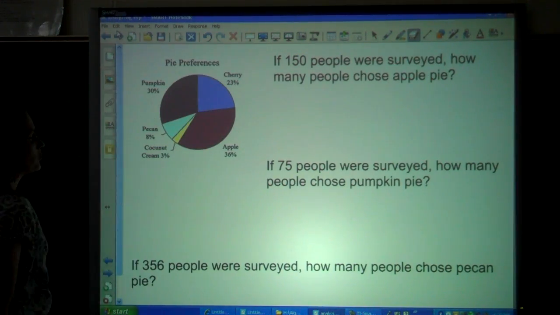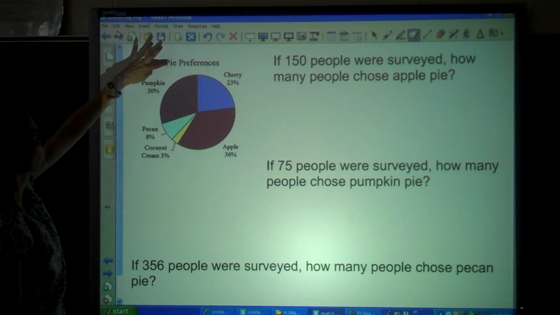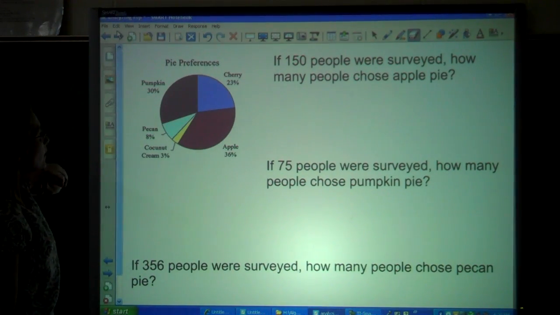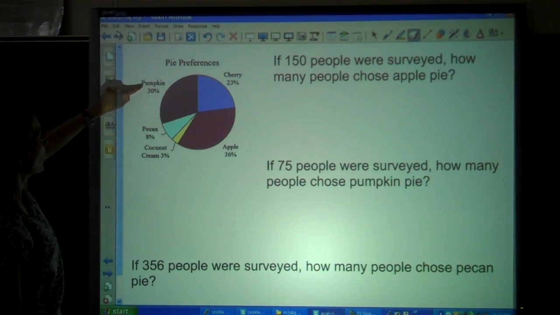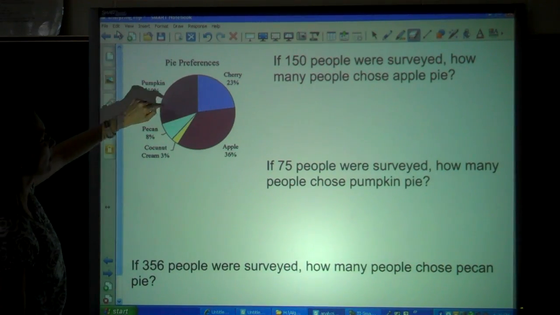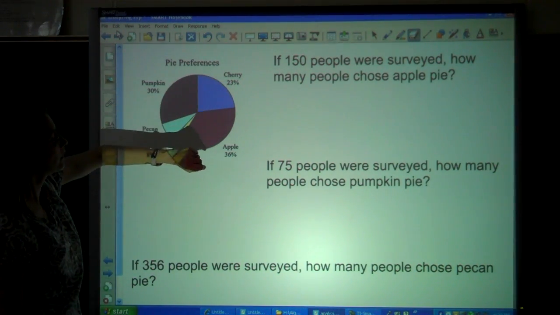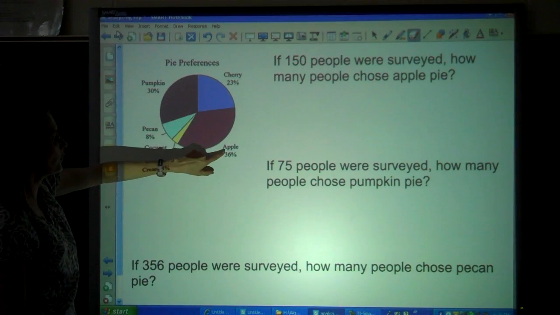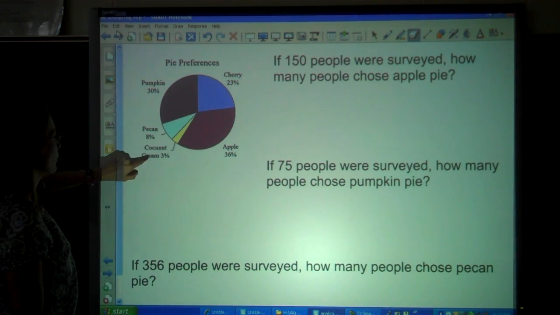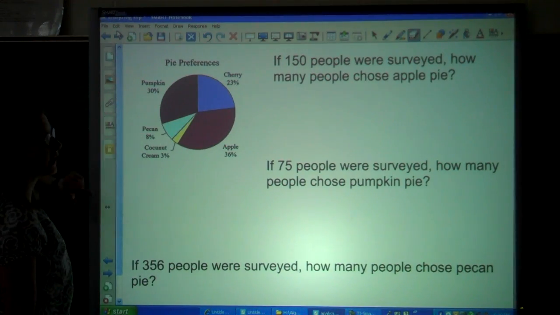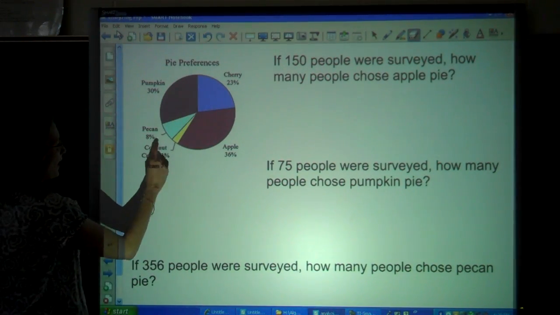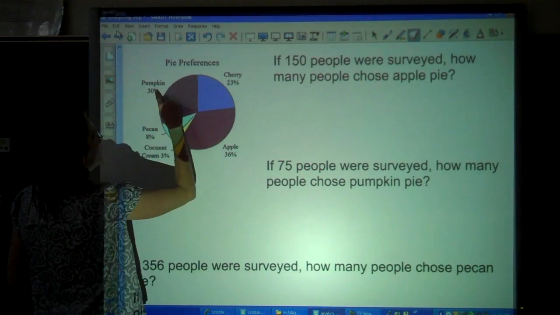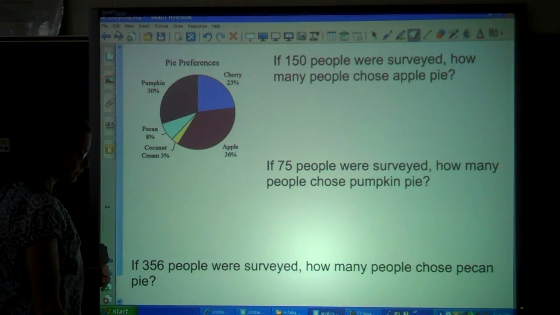So here's our first circle graph, and it's about the different pie preferences. And we see here that pumpkin pie was liked by 30%, 23% of the people liked cherry, 36% liked apple, 3% liked coconut cream, and 8% added pecan. And if I add all of these percents up, they're going to equal 100.